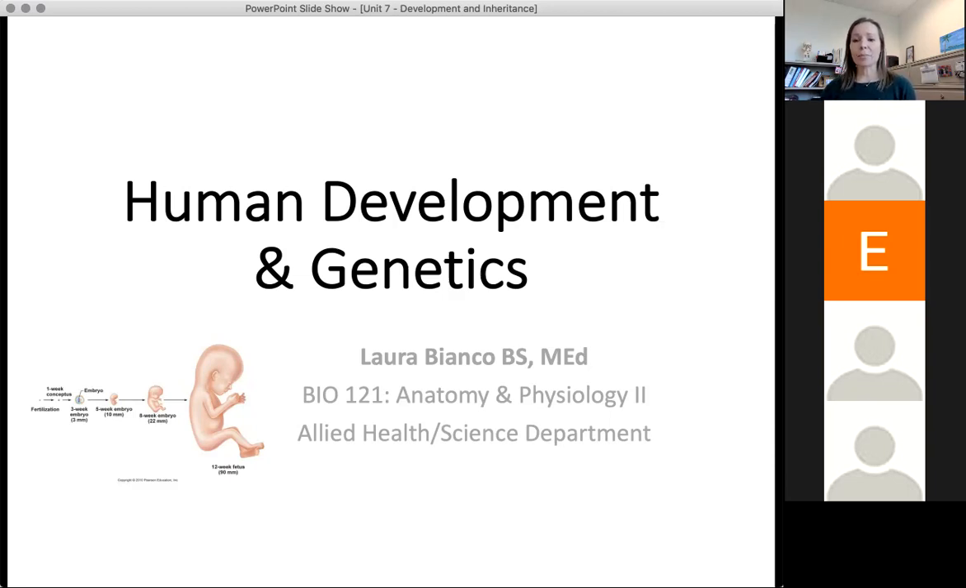At this point, there are 2 different things that will happen depending on whether or not fertilization of that secondary oocyte that was ovulated has occurred. If there is no fertilization, then after about 10 days, the corpus luteum degenerates. It gets smaller, and it becomes the corpus albicans, and it stops secreting hormones.